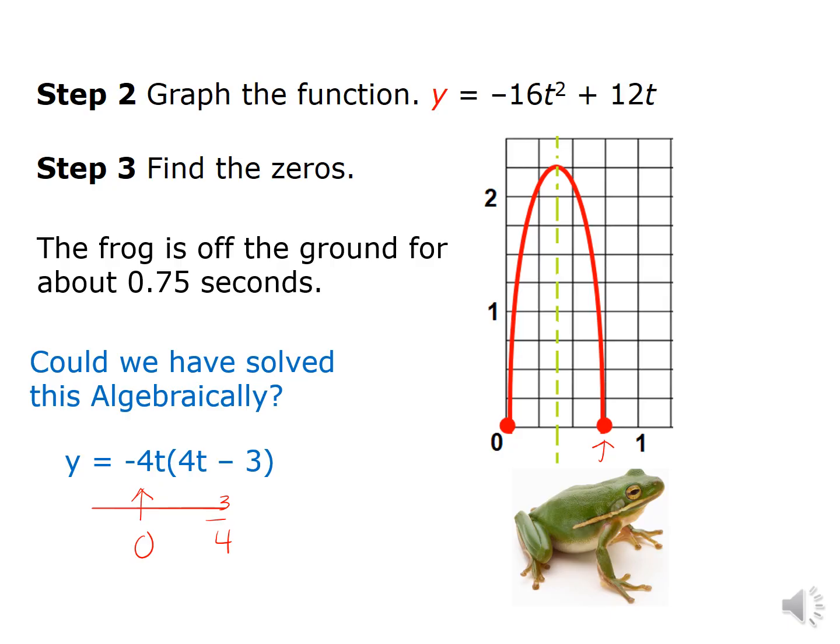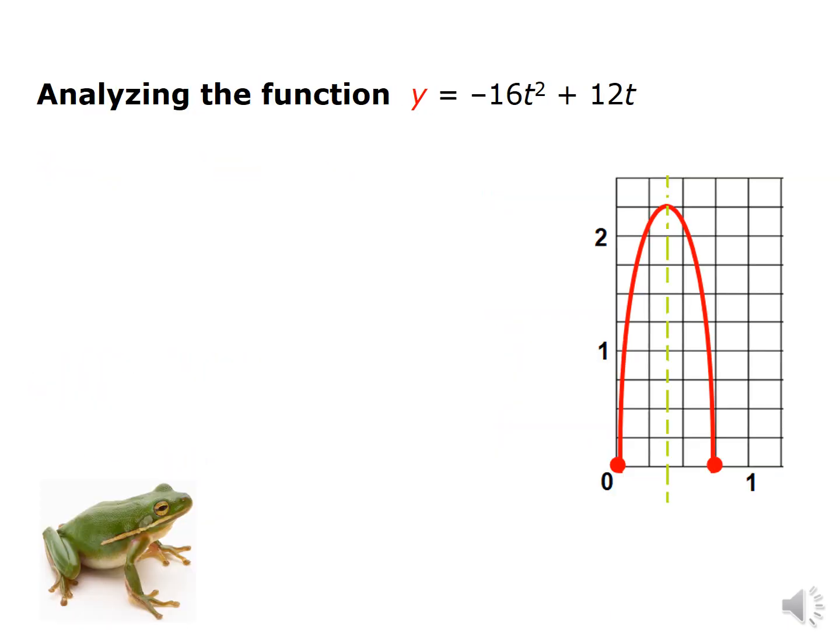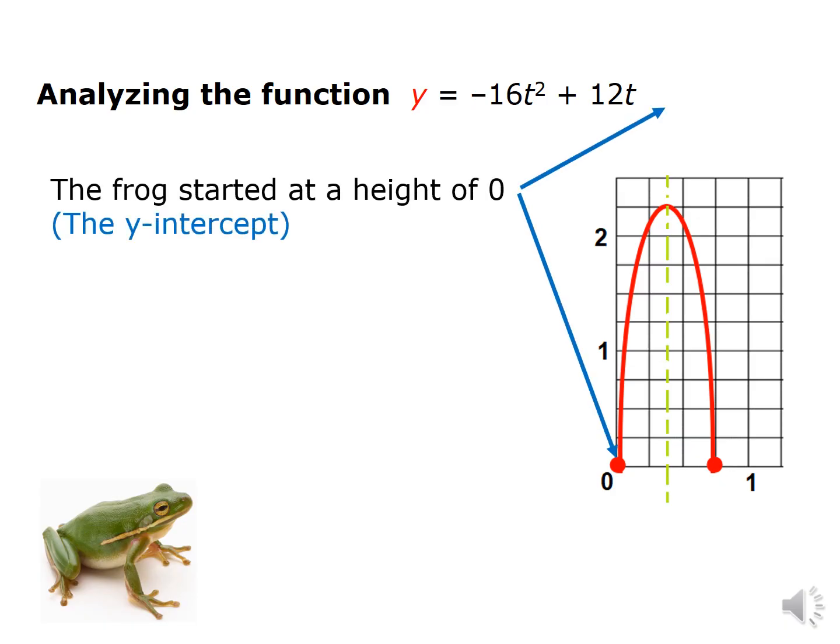So now I want to show you exactly how to understand every part of this graph. Okay, the important thing that you need to do is to be able to analyze the function. What are you learning at each step of your graph? And the graph is really good at showing you this. So first, the frog started at a height of 0. Our y-intercept is 0, and here is the point on the graph. So that tells you where he started, what height.